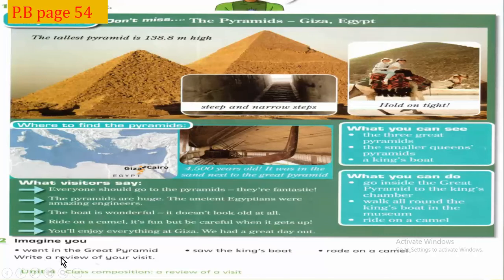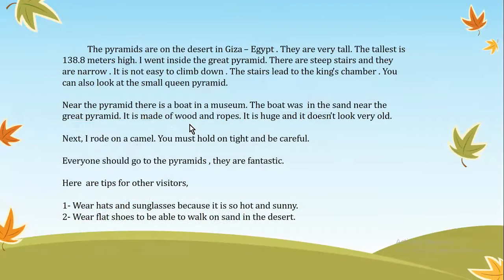Now look here, imagine that you went in the Great Pyramid, saw the king's boat, rode a camel, and write a review of your visit. هاي بدي أورجيكم كيف أنا كتبت ريفيو بطريقتي عشان أساعدكم إنه أنتوا تكتبوا بطريقتكم. إذا عليكم واجب إنه تكتبوا بطريقتكم زيارة لمكان، أنا ما بدي أحدد لكم أنه مكان، أنتوا اختاروا مكان زرتوه فعلا وحابين تكتبوا عنه. تكتبوا أول إشي المسودة تحتوي على أفكاركم اللي بسميها first draft. بعدين تكتبوا لي الموضوع إن شاء الله عشان أسجلكم عليه علامات.